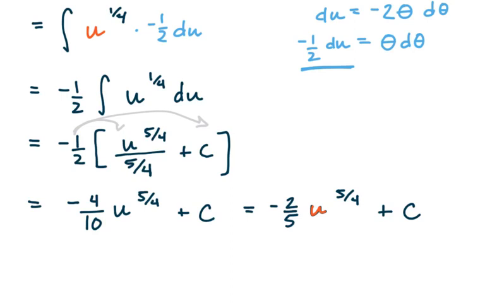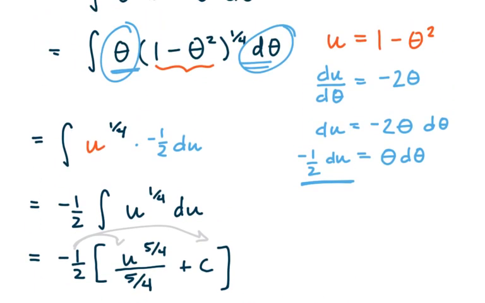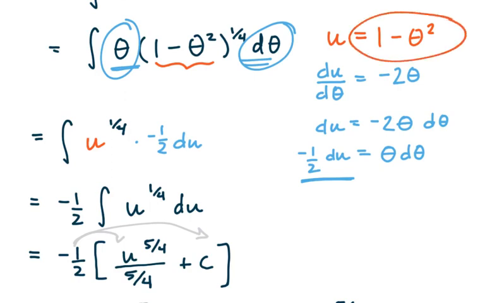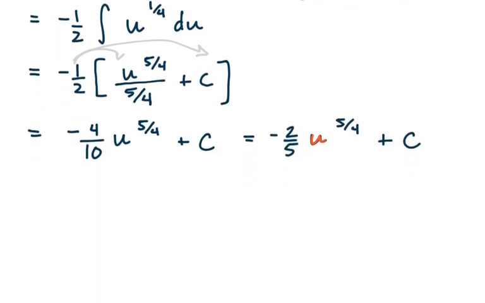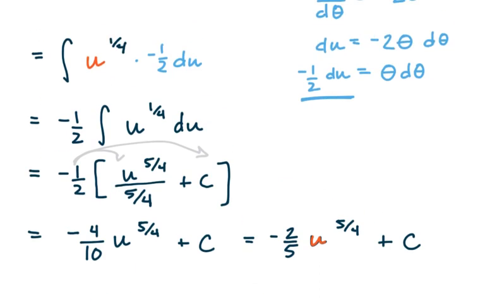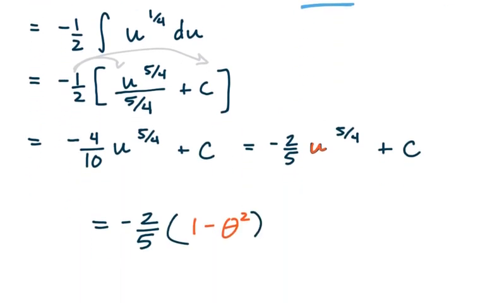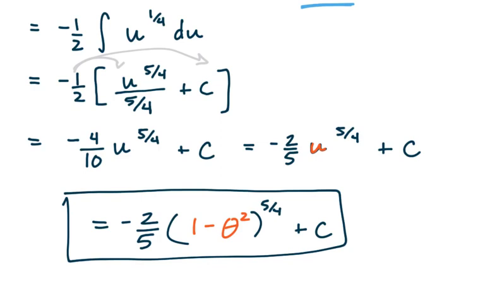So remember, we said that U is equal to 1 minus theta squared. So I'm going to come back down here and plug 1 minus theta squared in, and my answer is negative 2/5, the quantity 1 minus theta squared to the 5/4 plus C. And this is fine, in my opinion, as your final answer.